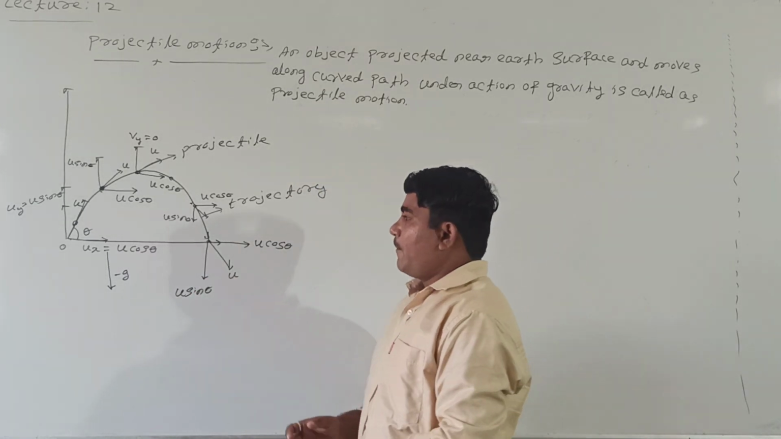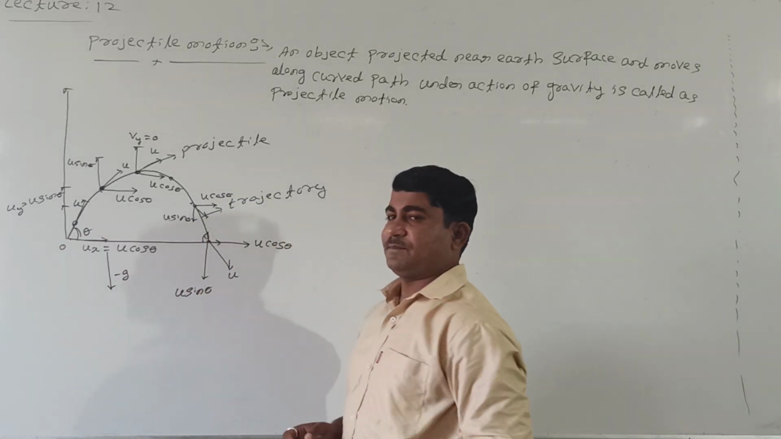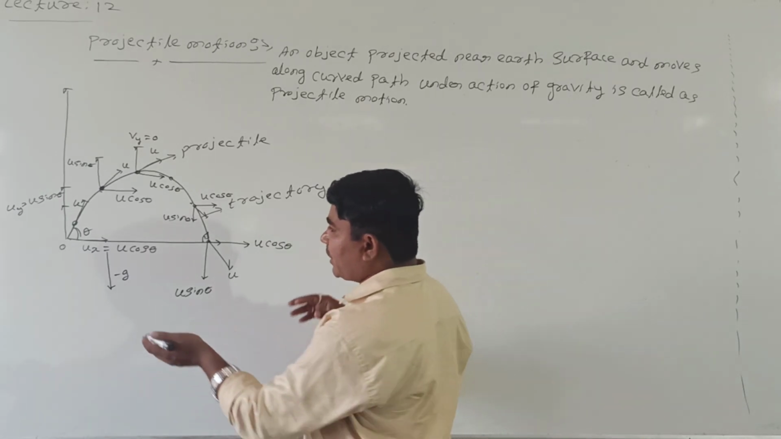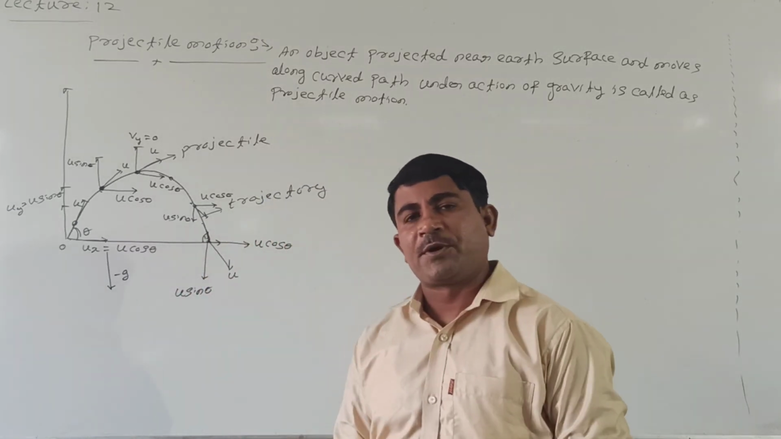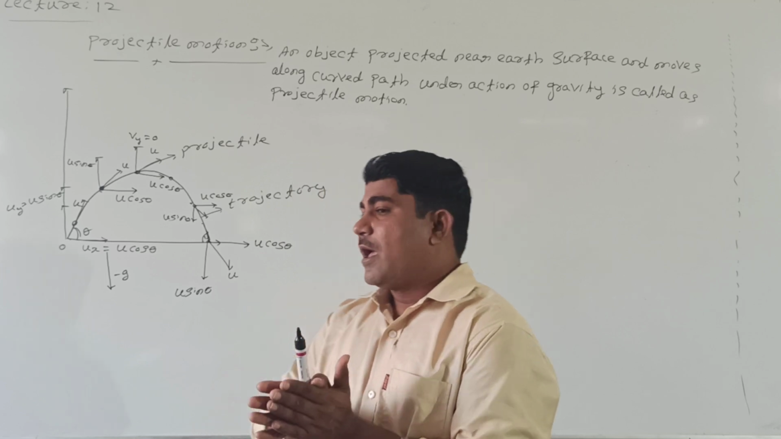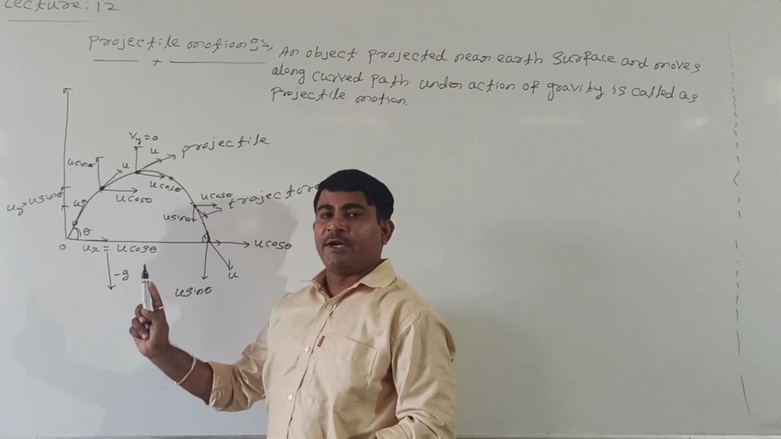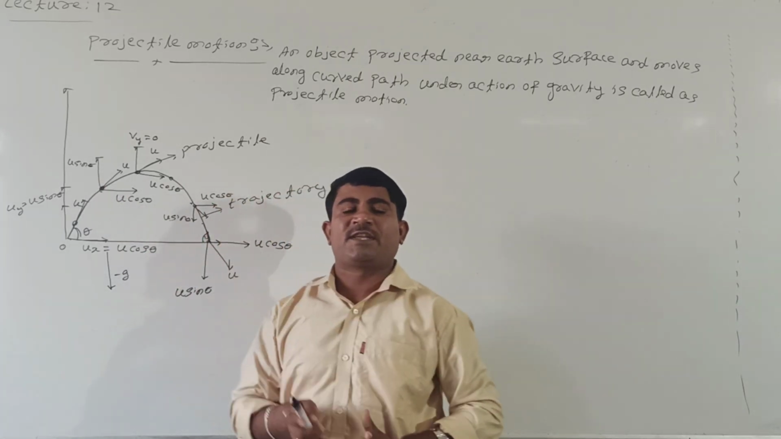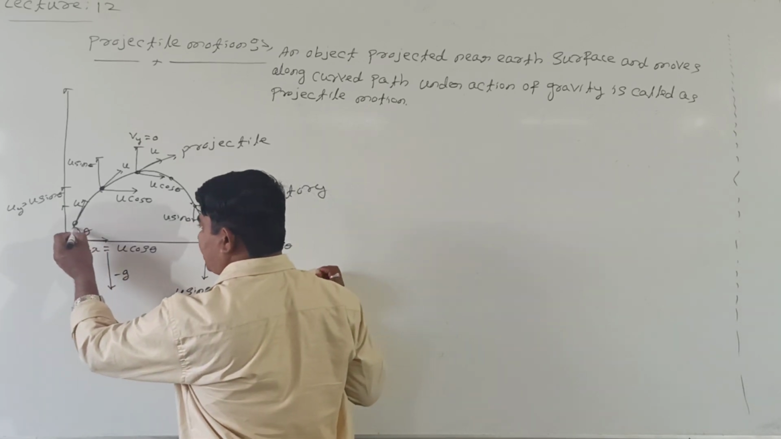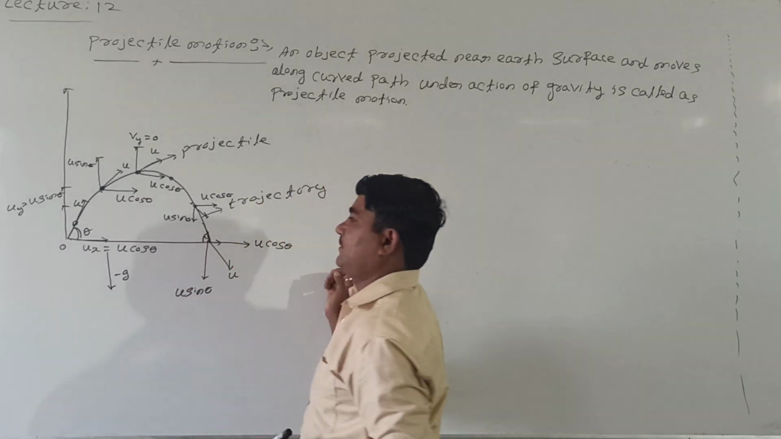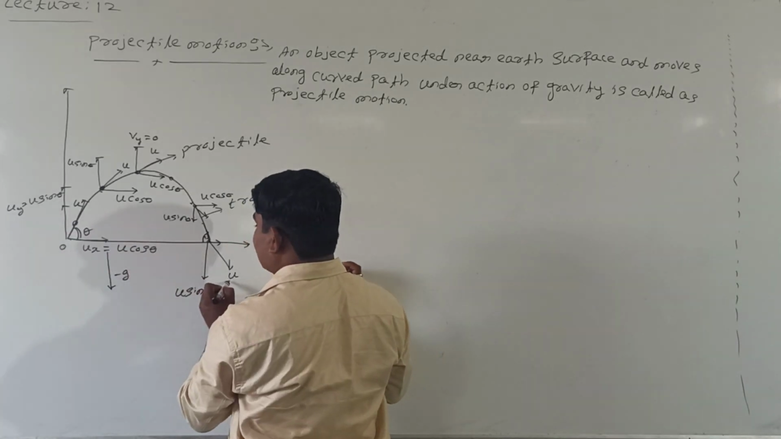Right students? I mean, by what angle it is projected, by the same angle it reaches the earth surface. By how much initial velocity it is projected, by that much velocity it reaches the ground. Remember this point. These are very important. The important point is, at every point the velocity of the projectile is resolved into two components, u cos theta and u sin theta. And by what angle of projection it is projected, it reaches at the same angle. And by what velocity it is projected, it reaches with the same velocity.